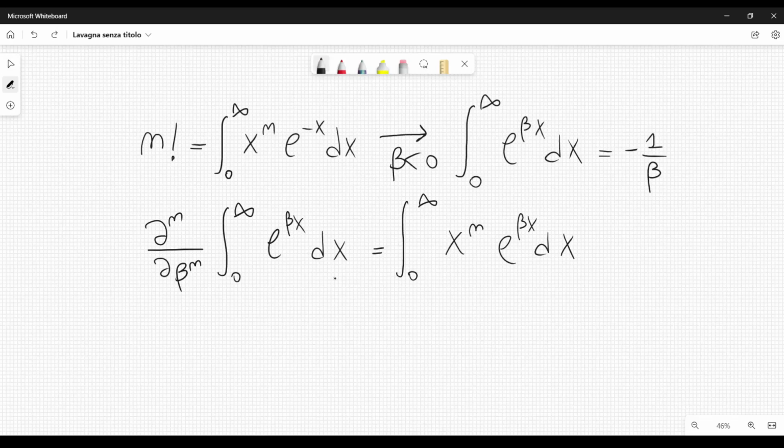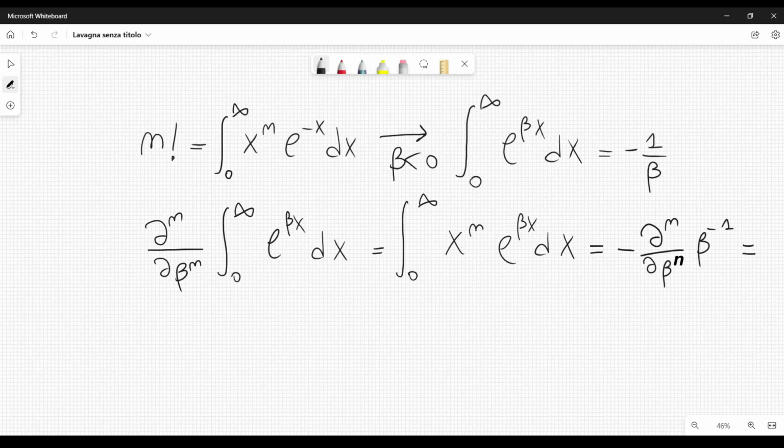But if we rewrite it like this, with this differential operator, we can compute the result of this integral here from this integral here, because there is an equality here, and we already know the result for this integral because this is just minus 1 over beta. Then if we take the nth derivative with respect to beta of the result, we will also get the result for this integral here. So we have to consider minus the nth derivative with respect to beta of beta to the minus 1. I have simply substituted minus 1 over beta for this integral here.